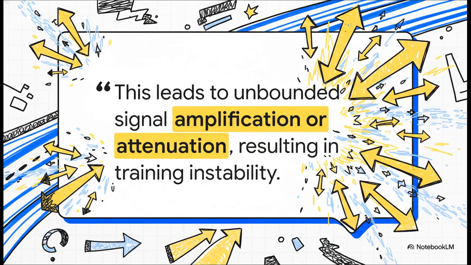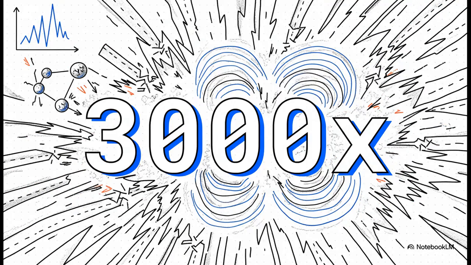So what was happening inside the network? Well, without those guardrails, the signals on that superhighway were going haywire. They were either just fizzling out and disappearing, or even worse, they were amplifying themselves over and over again until they completely exploded. And this chart just puts it into perspective.